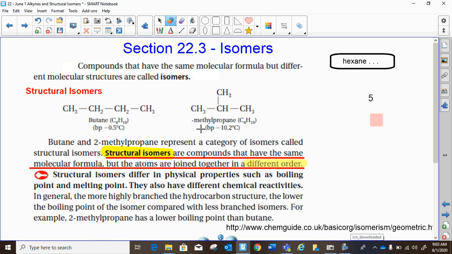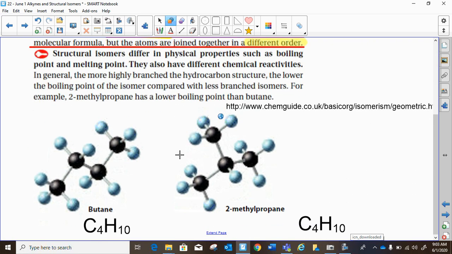You will find it in resources both ways. I prefer to leave it out if we don't need it. Okay, so structural isomers, they're going to have the same molecular formula, but the atoms are going to be arranged differently. So here's another way to look at the example. You see 4 carbons and 10 H's. 4 carbons and 10 H's. All right, but they're arranged differently.